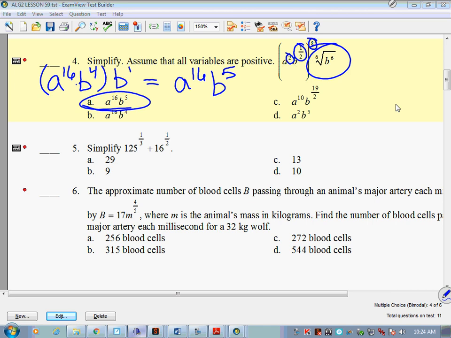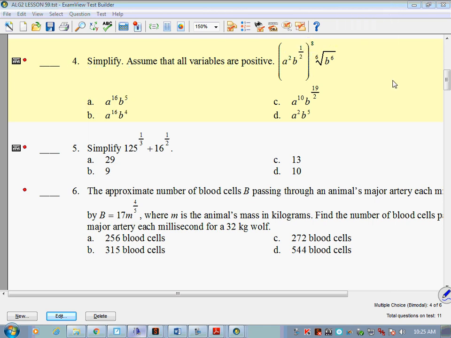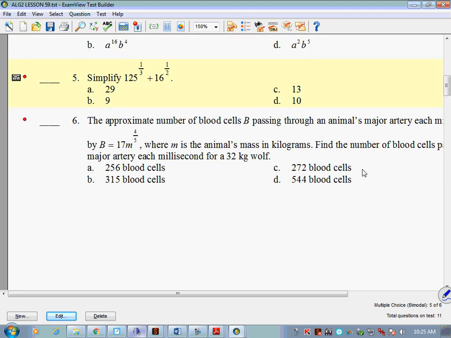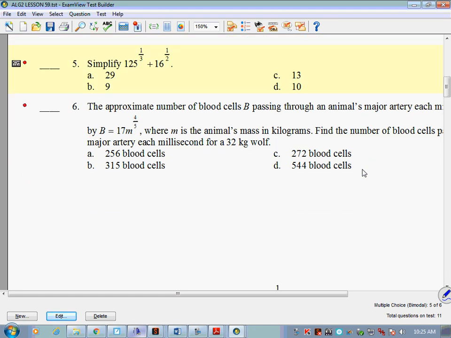Am I going too fast for anybody? Are we able to get this down? Hopefully. That's the reason I wanted to show you all those rules before we started. Okay. All right, let's simplify this.